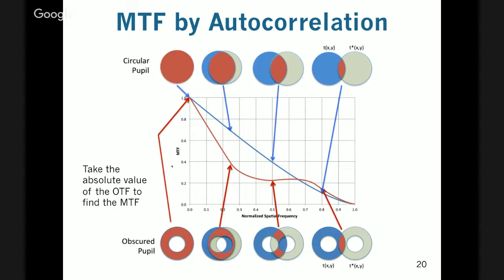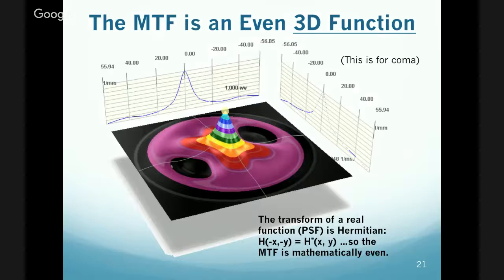Now the thing to remember here is that I've only slid this along the x-axis. In order to calculate the full MTF, you've got to slide in all directions in the 2D plane. And if you do that, you end up with a three-dimensional function. You don't often see MTF displayed as a 3D function, and I'm going to tell you why that is. But this happens to be an MTF that I calculated for coma. And it turns out that if you go through the derivation of the PSF, it's mathematically something called Hermitian, which means that it's odd with respect to its conjugate.